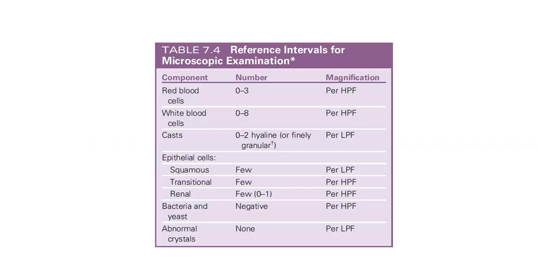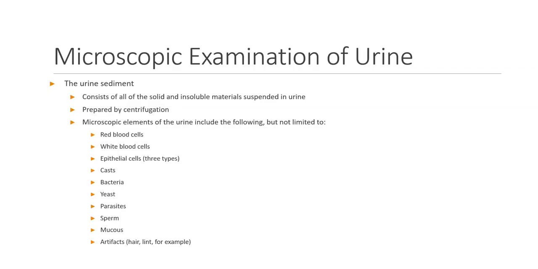Here are the reference intervals for microscopic examination. In other words, these are things that may be normally found in a urine. The urine sediment consists of all of the solid and insoluble material suspended in the urine. Again, it's prepared by centrifugation, and the microscopic elements of the urine include the following, but they're not limited to: red cells, white cells, epithelial cells. There's 3 types you will need to memorize: casts, bacteria, yeast, parasites, sperm, mucus, and artifacts, hair or lint, for example.